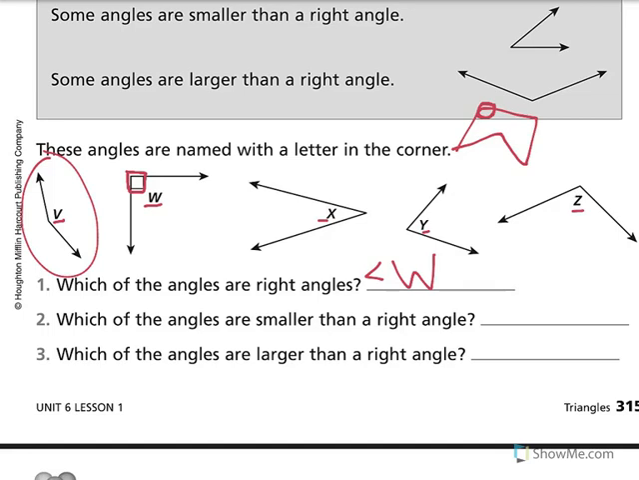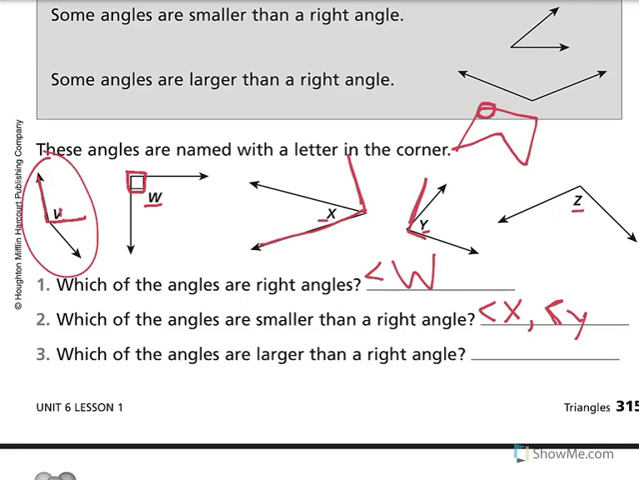So remember, we're not talking about the length of the lines, we're talking about how big it opens. So this one, I can imagine a right angle would come to about there, but it's bigger than that, so not that one. This one is a right angle. This one, if I had that there, that would be about a right angle. So this is smaller, so this is angle X. Angle Y. And not angle Z. Angle Z looks a little bit bigger.